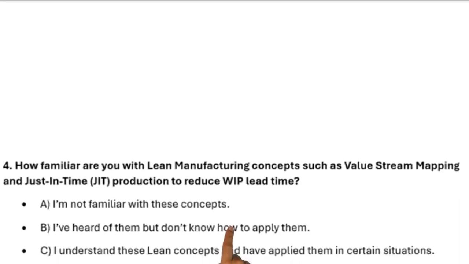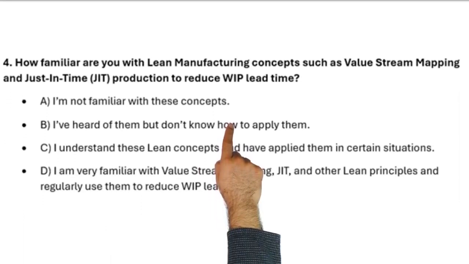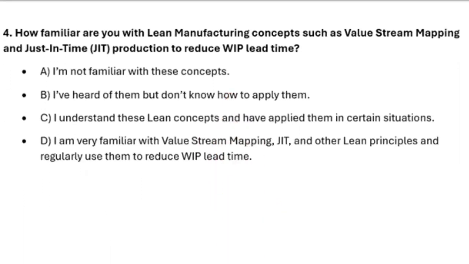4. How familiar are you with lean manufacturing concepts such as value stream mapping and just-in-time production to reduce WIP lead time? A. I'm not familiar with these concepts. B. I've heard of them but don't know how to apply them. C. I understand these lean concepts and have applied them in certain situations. D. I am very familiar with value stream mapping, JIT, and other lean principles and regularly use them to reduce WIP lead time.